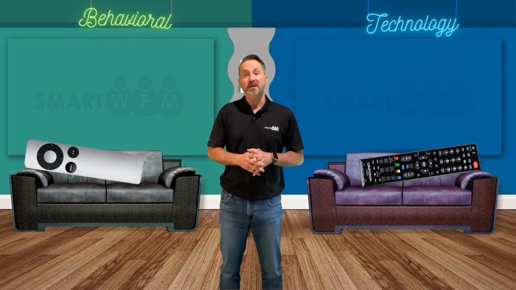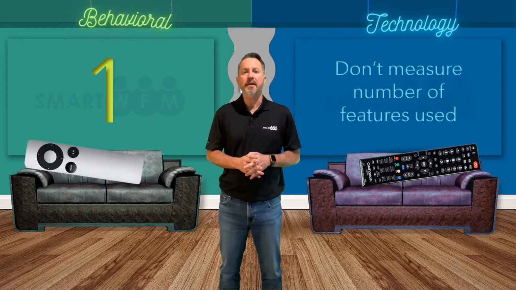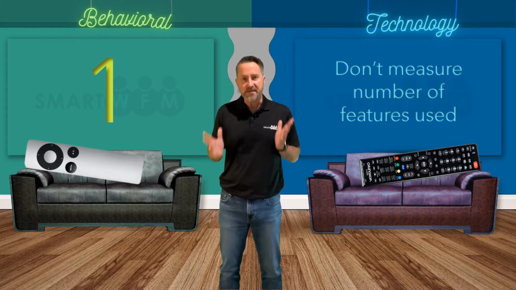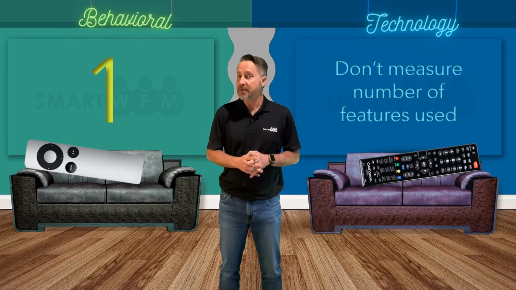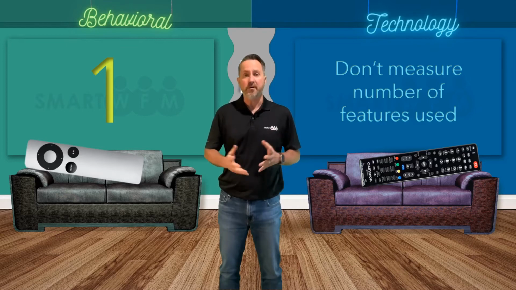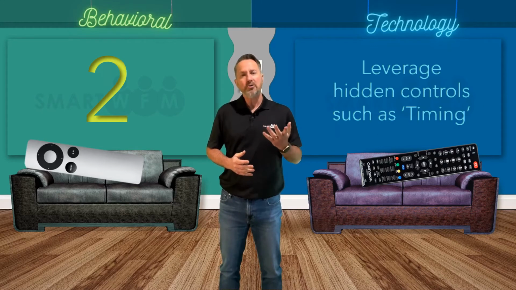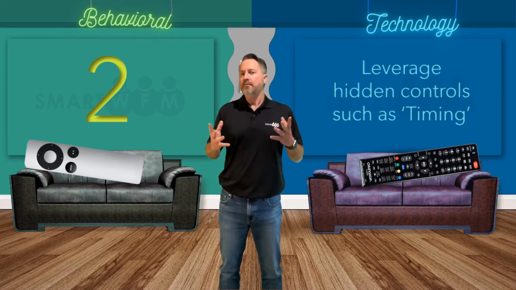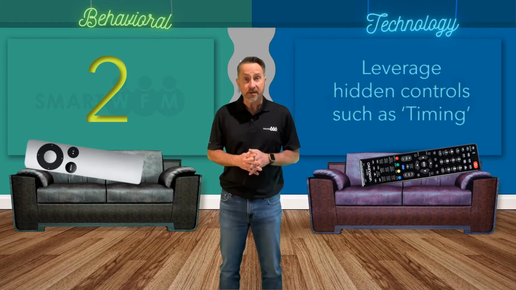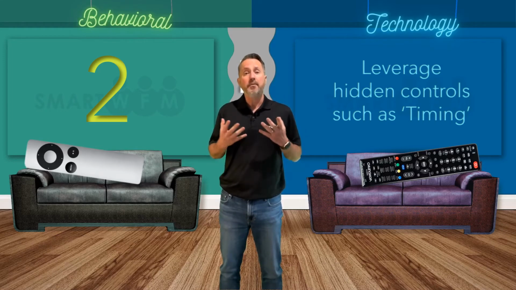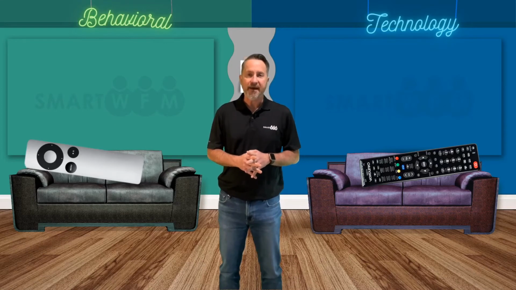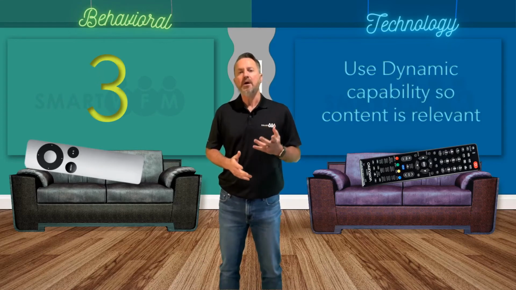First on my list is not to measure simplicity based on the number of technical features and functions used. That is a misleading measure and can lead to minimalism, which often leads to poor experience and additional manual workarounds. Number 2, look closely at things that offer you hidden control, like timing. For example, hiding a feature until it is needed will prevent distraction and promote greater accuracy of the task at hand.